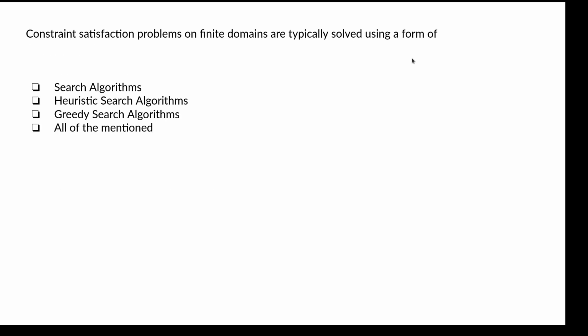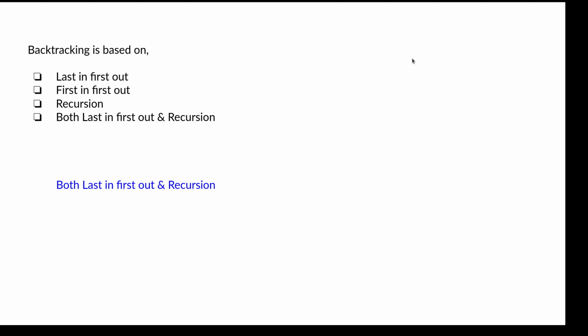Yep. So the next question is, backtracking is associated with what? Last in first out, first in first out, recursion, or both last in first out and recursion. Backtracking means you went from A to B, B to C, and C to D, and from D you find there is no path. So you do a backtracking from D to C, C to B, and B to A. So what is happening here? It is last in first out, because you are popping out D, then C, then B.